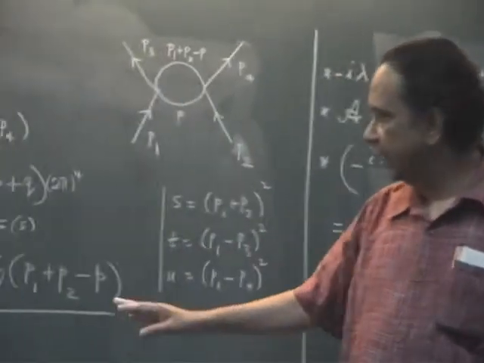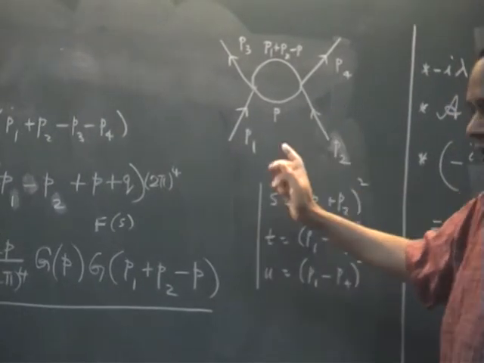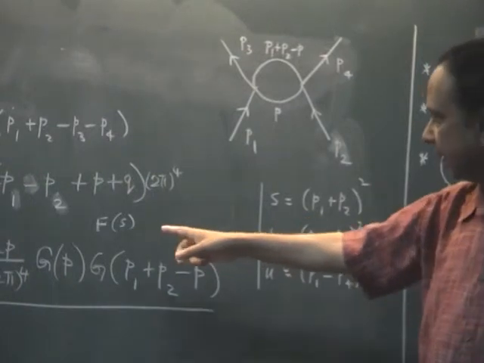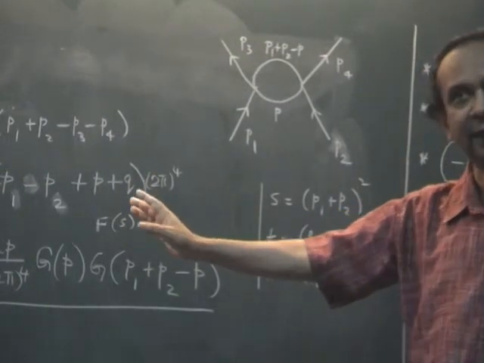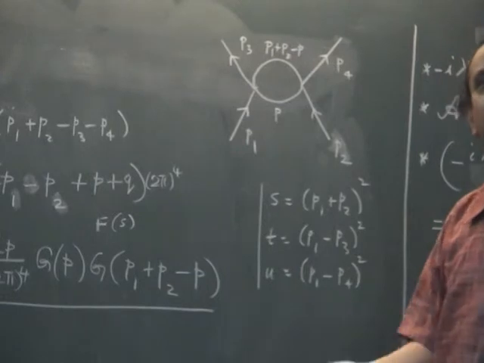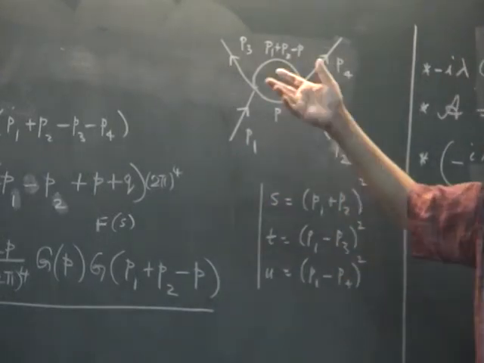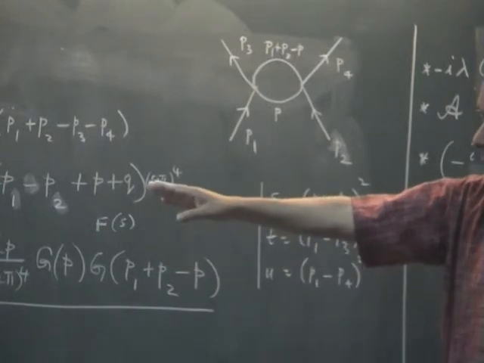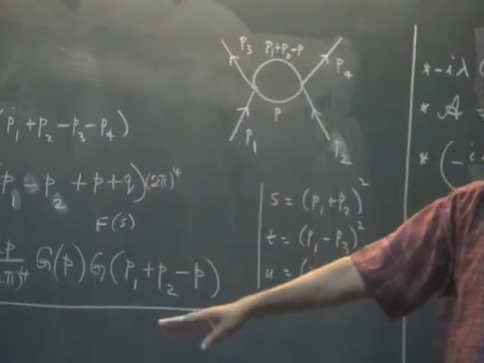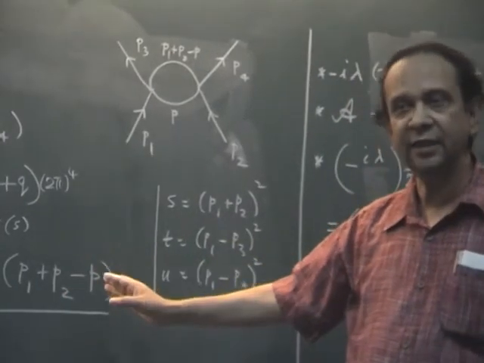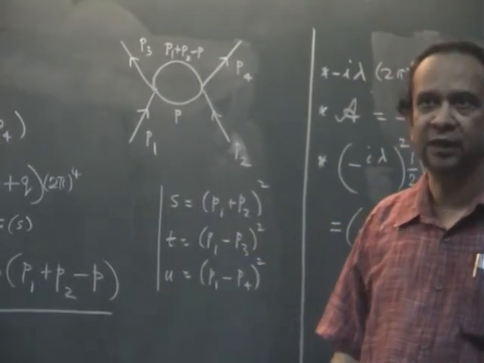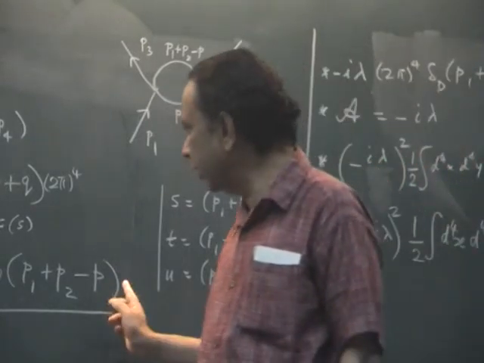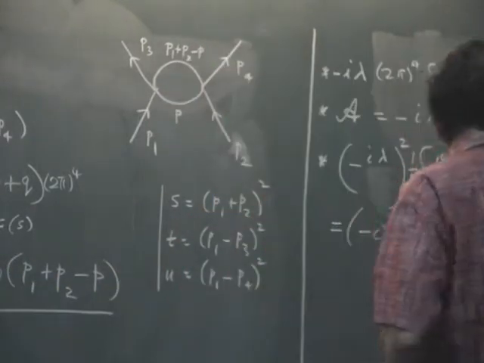Similarly, if I had done it for a process in which P2 is replaced by P4, I would have got exactly the same function with S replaced by T. Another one will be S replaced by U, because these are the same diagrams with the labels reversed. So the total amplitude will be minus I lambda square half, F at S plus F at T plus F at U. That is the total amplitude. That is what we want to compute, which means I want to evaluate this.